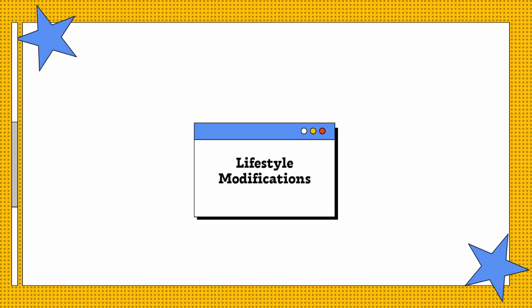Lifestyle modifications. Reducing blood pressure should begin with lifestyle modifications before resorting to medication. Lifestyle changes should be made for everyone, even for those who are not yet diagnosed with high blood pressure, as these changes can help prevent or delay the onset of hypertension. The following lifestyle changes are recommended.